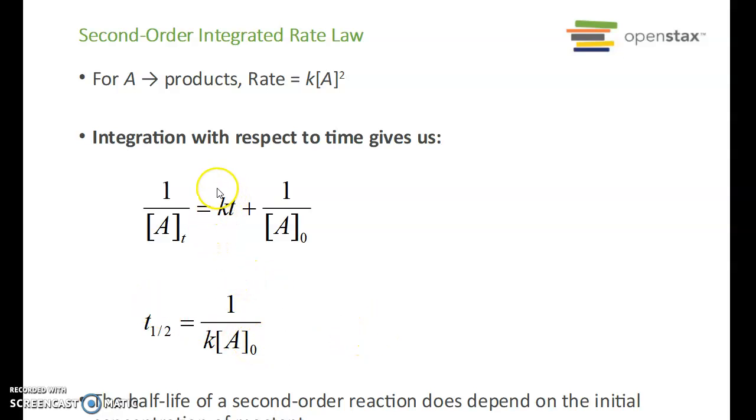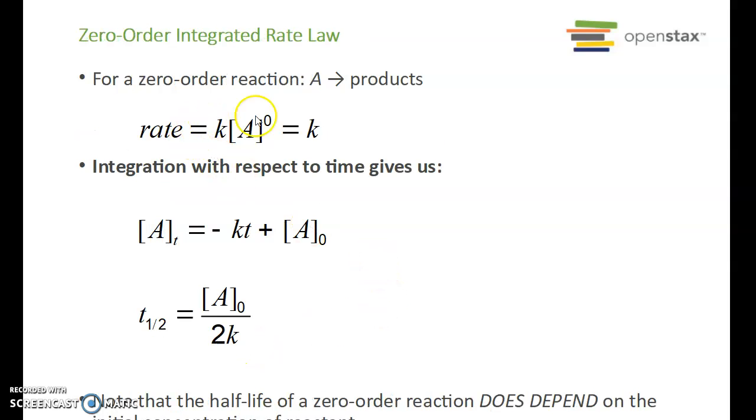So it's a way of getting the rate constant from the curve, and then from that we can calculate what this T1/2 is. And this does depend upon what that initial concentration is. For a 0th order reaction, A going to the products, the rate equals K times A to the 0, so the rate equals K. Here, the integration with respect to time gives us this value. The concentration is minus Kt plus the initial concentration. So the T1/2 is this right here, and so the 0th order does depend upon the initial concentration of the reactant.